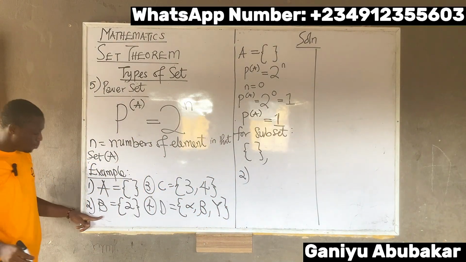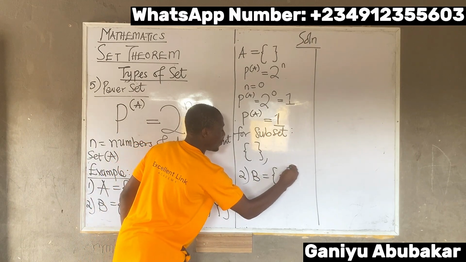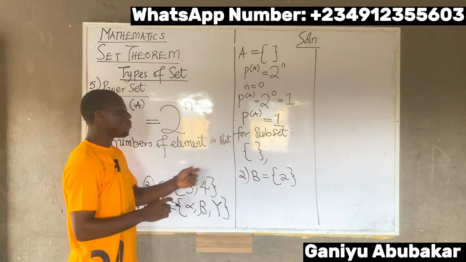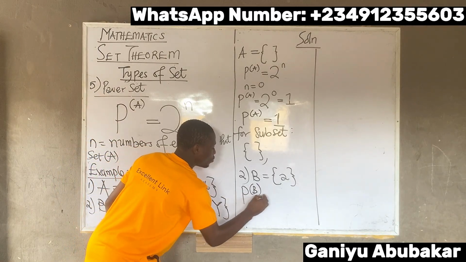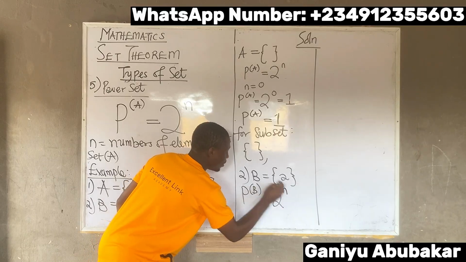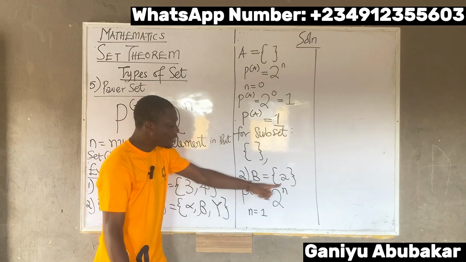What's number two? B, abi. B equals what? 2, abi. Now for this 2, let's have a power set of B. So the power set of B, P of B, is what? 2 to the power what? 2 to the power n, abi. What's n here? N is 1 now. How many elements are here?